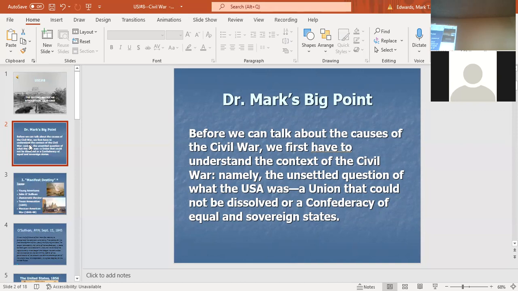Particularly the identity question. What is the United States? You might be looking at the screen and seeing two words, Union and Confederacy. Of course, in the Civil War, the North being the Union, the South being the Confederacy. Those terms didn't come out of nowhere. These are terms that are in circulation from the 1790s all the way into the Civil War era. What is the United States? Are we a union? This is the common way that Alexander Hamilton liked to talk about the United States. Are we a union of states that could not be dissolved?